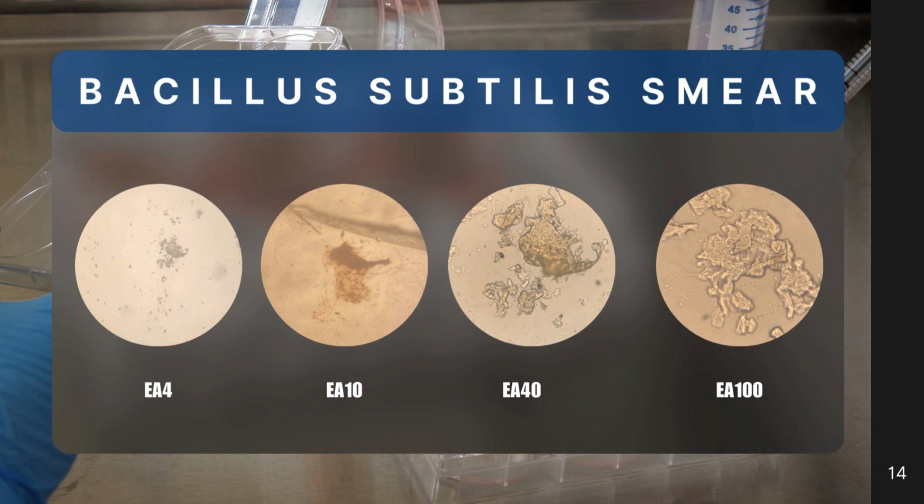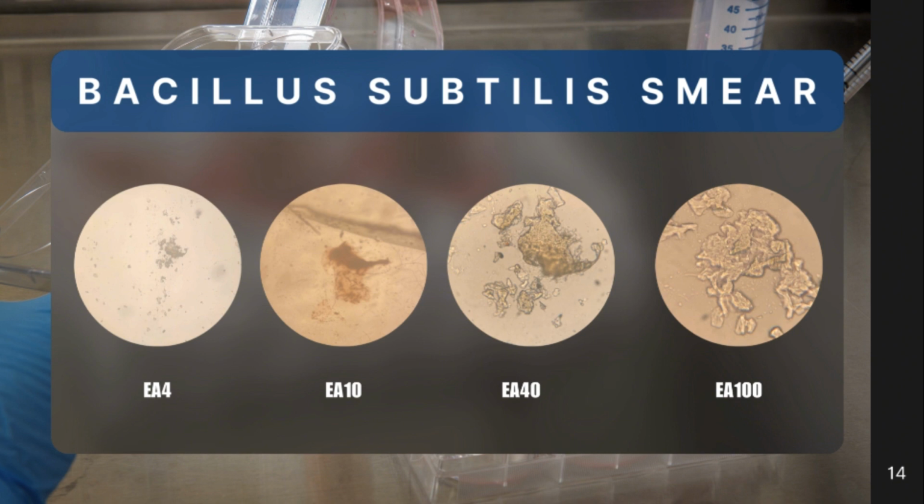The third slide of specimen is Bacillus subtilis smear. A sample of the bacterium Bacillus subtilis that has been spread thinly and evenly on a slide or other surface for microscopic examination. Bacillus subtilis is a common and beneficial bacterium found in soil and in the gastrointestinal tract of humans and animals.